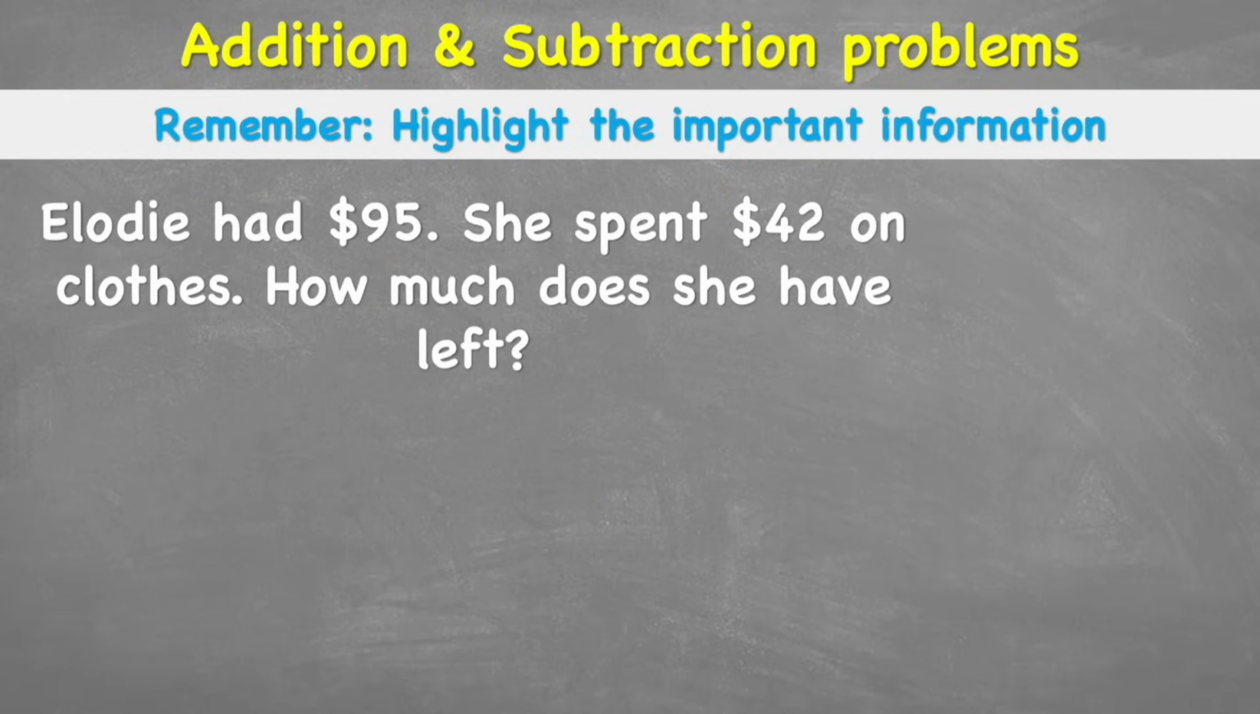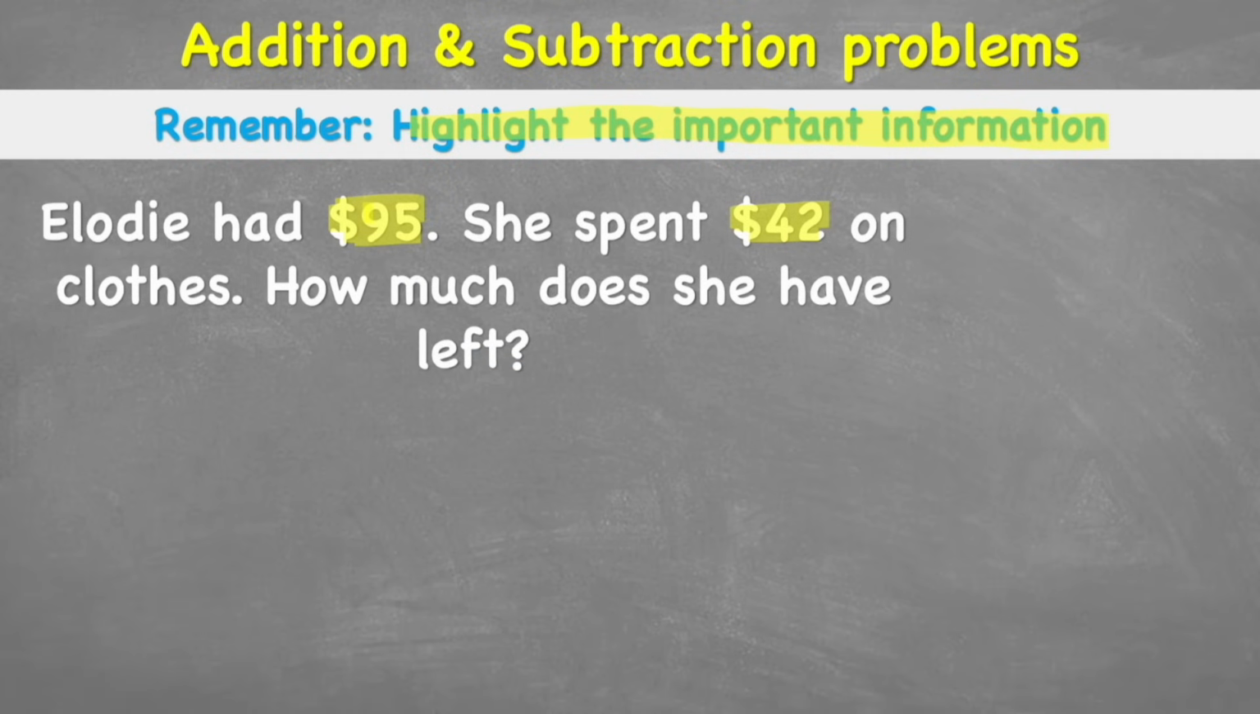Now let's look at the second example. Here we have Elodie has $95 and she spent $42 on clothes. How much does she have altogether? Well, let's follow our first important tip again, and that is to highlight the key information. Again, we have our two figures, 95 and 42, but we still need to work out whether we're going to be using addition or subtraction.